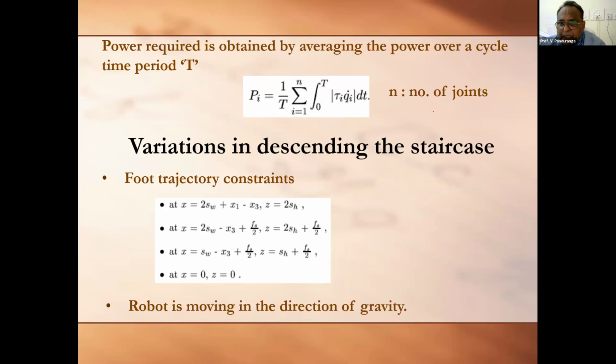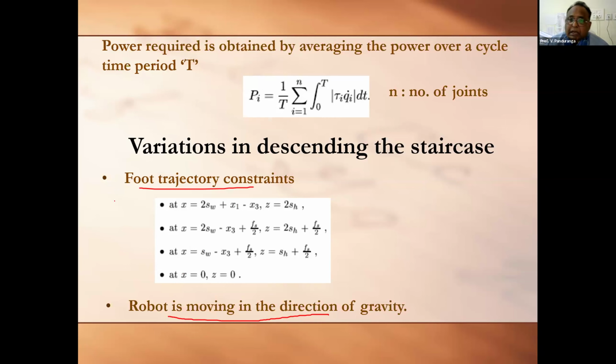Now coming to descending the stairs, the robot climbs and it has to come down the stairs. So based on that, we have gone for formulating the descending stair also. But the entire formulation remains the same except for a few differences. There are two major variations. One is the foot trajectory and the other one is the motion of the robot. Coming to the foot trajectory, as once again it is terrain dependent, the equations are different. In the earlier case we were climbing up, now we are coming down the stairs.